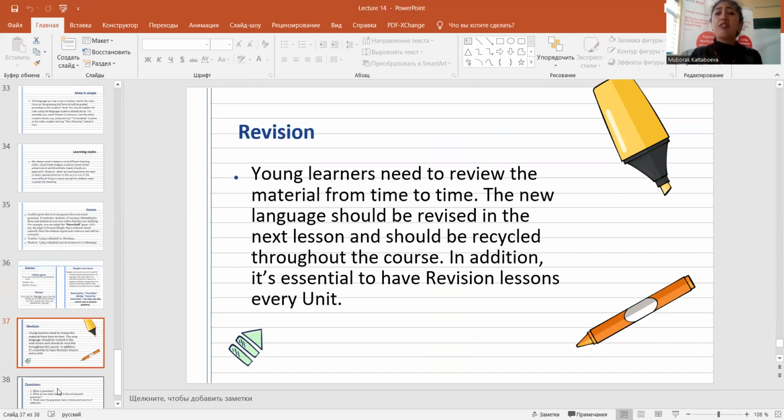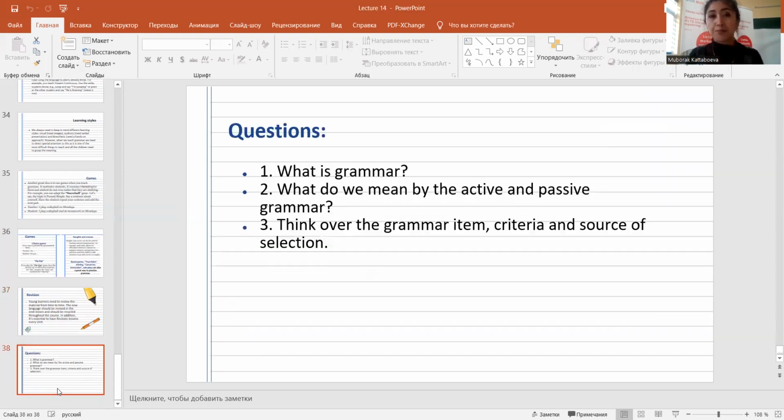And revision, yes, young learners need to review the material from time to time. The new language should be revised, every next lesson should be recycled throughout the course. In addition, you should always check their progress. You should always have a revision test for every unit. Your students should revise, and with the help of revision, they will strengthen the usage and understanding of this grammar rule, even when you don't explain it like a formula.